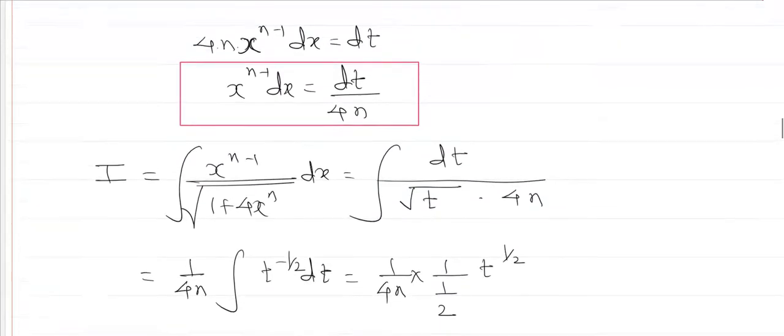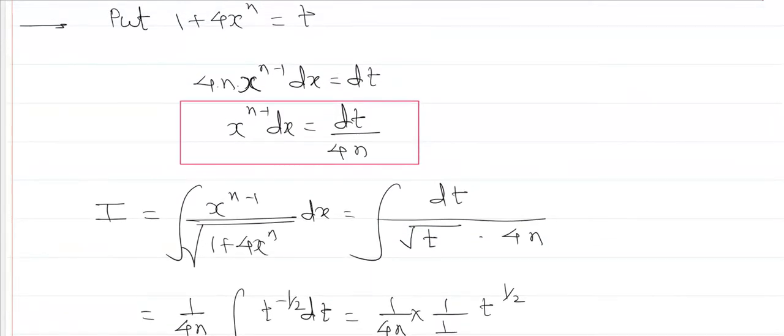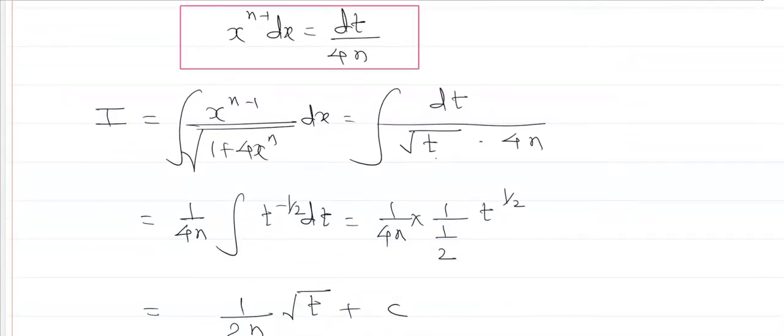Again, next: I is equals to integral of x raised to n minus 1 upon root of 1 plus 4x raised to n. That is dt upon 4n, and this is root t. Now see this here, 1 upon 4n is a constant, integral of dt upon root t. Therefore it becomes integral of t raised to minus 1 upon 2 into dt.